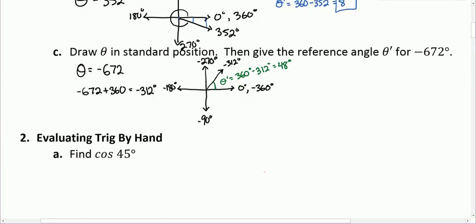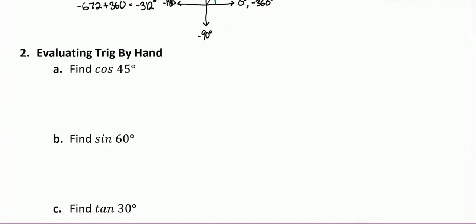Number 2, we're going to be evaluating trig ratios by hand, and we're asked to find the cosine of 45 degrees. So I'm going to do this in context of our unit circle, which is the circle with center 0, 0 and has a radius of 1. 45 degrees cuts the first quadrant in half. And I'm going to drop an altitude there to make a right triangle.